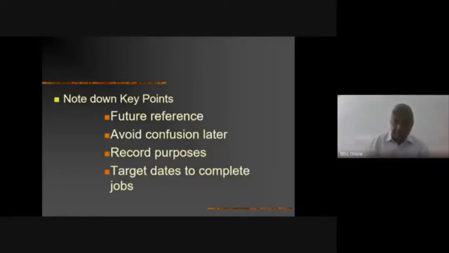And for record purposes, set target dates to complete the job. After the interview, within this date, I have to complete this job. So this is time management. Note down the key points which are the outcome of today's interview, for future reference, to avoid confusion later about whether something has happened or not. And for record purposes, also target dates to complete the job.